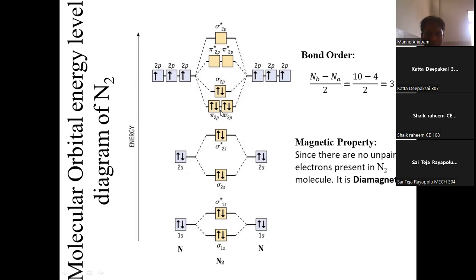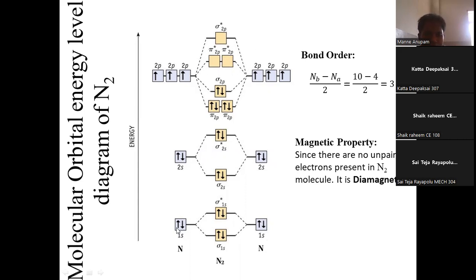Actually, this sigma 2p should be down and pi 2p should be up. But in case of nitrogen molecule, pi 2p will be down and sigma 2p will be up. Okay, that's an important thing. In nitrogen molecular orbital energy level diagram, when we are writing, this 1s and 2s will be same for nitrogen, oxygen, and fluorine. But for nitrogen, there is a difference here. The pi 2p will be down and sigma 2p will be up. Okay, this is what we have to remember.